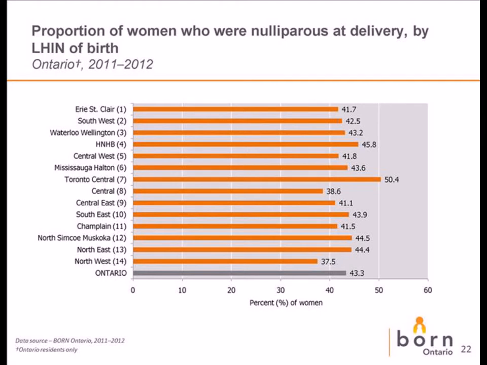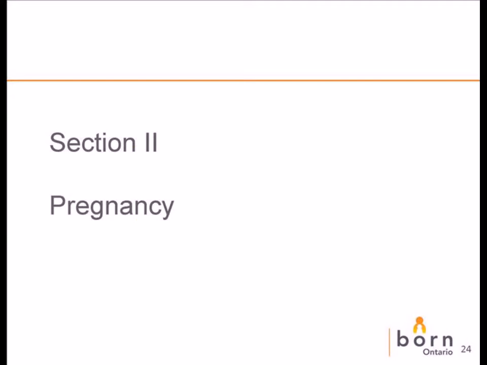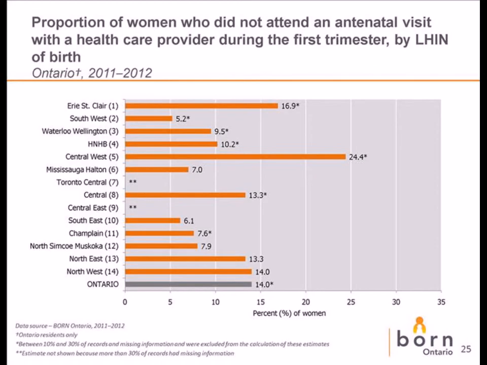And this is the proportion of women who were nulliparous at delivery. And I think we saw that in the big slides earlier as we started, where you can see about 43.3% of the women in the province being nulliparous by LHIN of birth. And no big outliers there. And so this is 35 years of age and nulliparous. So now you're talking about women having their first baby at more than 35 years of age. And we can see there's a difference certainly in the Toronto Central area, but everybody else seemingly about the same. And maybe somebody from Toronto Central can give us some perspective on that after in the question period.